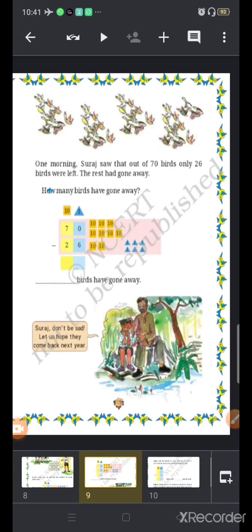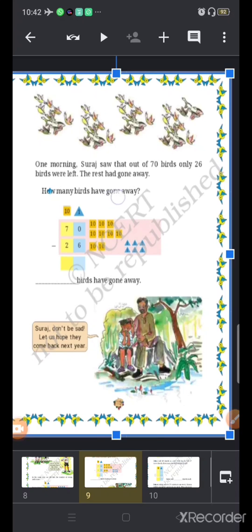What question is given here? One morning, Suraj saw that out of 70 birds, only 26 birds were left. Out of 70, how many birds are left? Only 26 were left. The rest had gone away. So you will find how many birds have gone away. Okay, so how will you find?